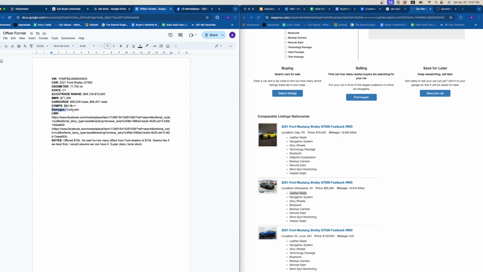And then I just added the damages one, because if there are any damages in the car, it's good to let the dealer know upfront, because they don't have to ask you, or I don't have to ask you, like, hey, does this have any damages? If you let me know upfront, it makes it much easier. Then the link, obviously self-explanatory.